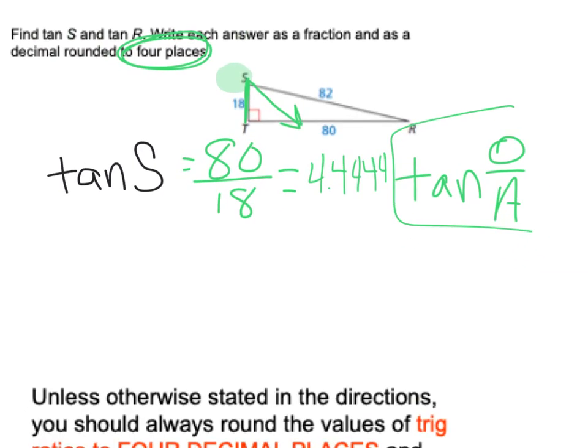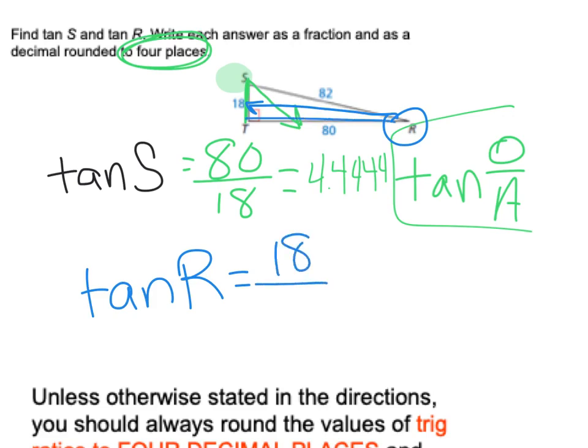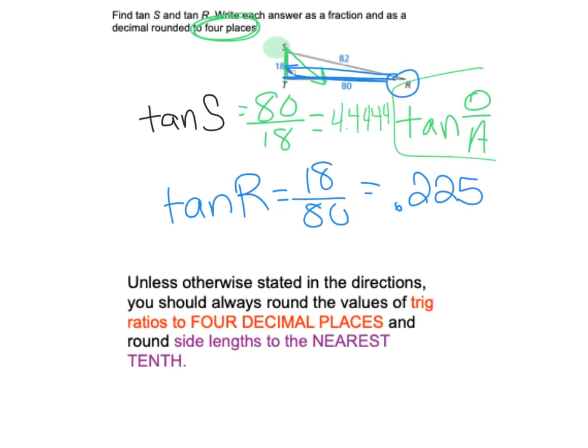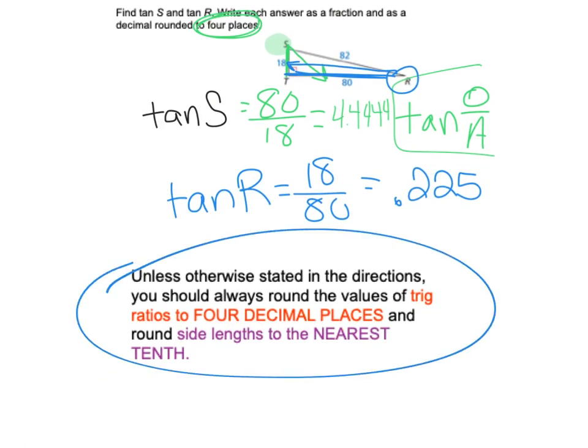Then it also says to find the tangent of R. Here is R. So the tangent is going to be the side opposite. Opposite of it is 18. Adjacent to it is 80. When we put 18 divided by 80 in our calculator, we get 0.225. And again, unless it tells you something else in the directions, always go 4 places past. Anytime it asks for a side length, we're always going to round to the nearest tenth.